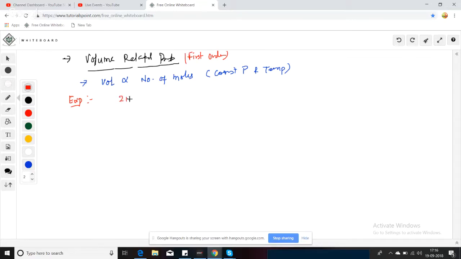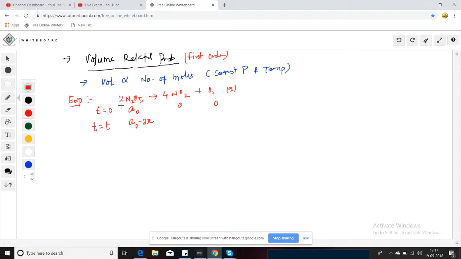Suppose I write this reaction, 2N2O5 gives 4 moles of NO2 plus O2 gas. Now assume the initial number of moles is A naught, 0, 0. After time t is equal to t, this becomes A naught minus 2x, 4x, and x.